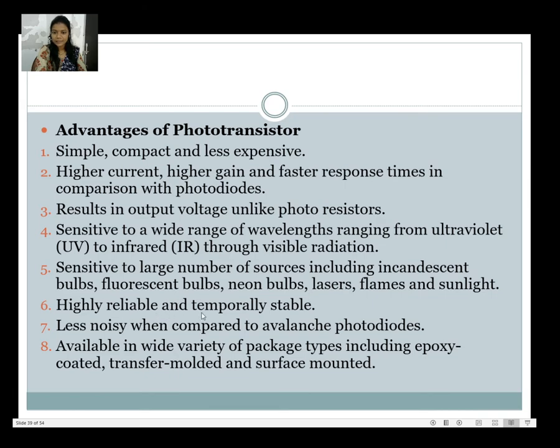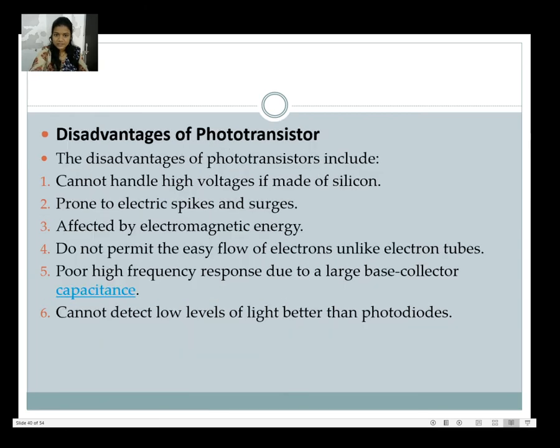It is highly reliable and temporally stable, and less noisy when compared to the avalanche photodiode. It is available in a wide variety of packages including epoxy coated, transfer molded and surface mounted. So these are some advantages.